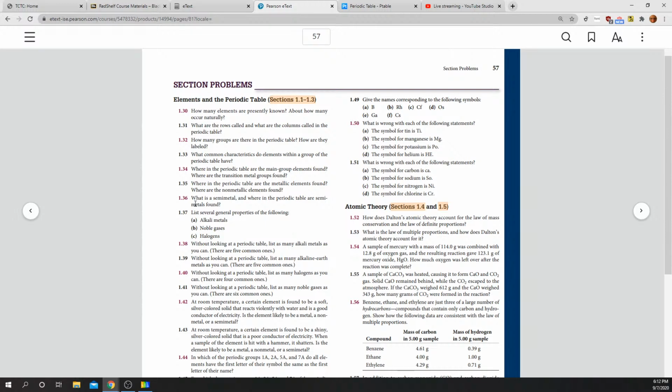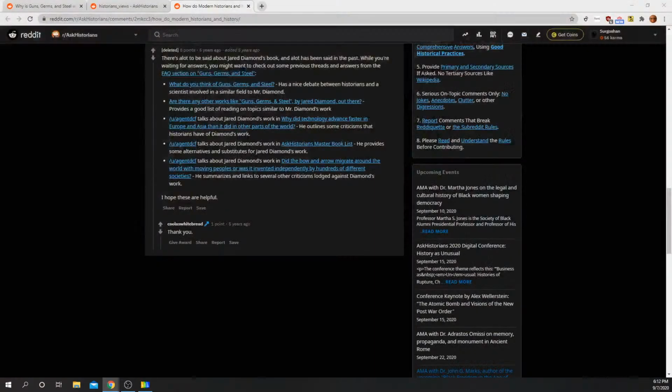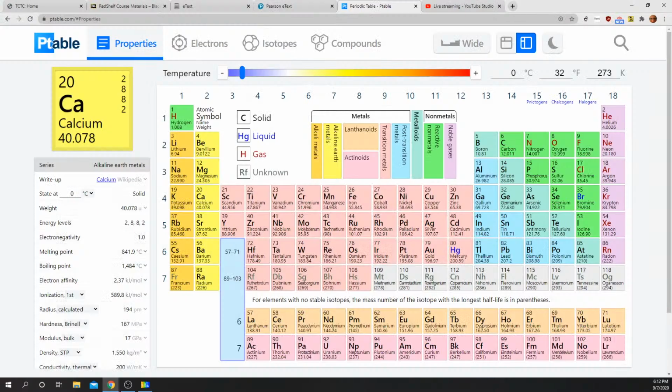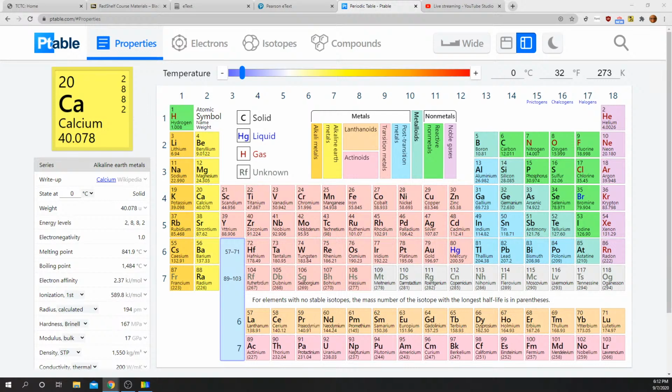What is a semimetal, and where in the periodic table are semimetals found? The semimetals are the staircase in between the metals and the nonmetals. So metals are on the left, nonmetals are on the right. The semimetals are on the staircase in between them. So every element touching the staircase, running down the left side of the periodic table there, starting on the left side of boron, anything touching that line is a semimetal.